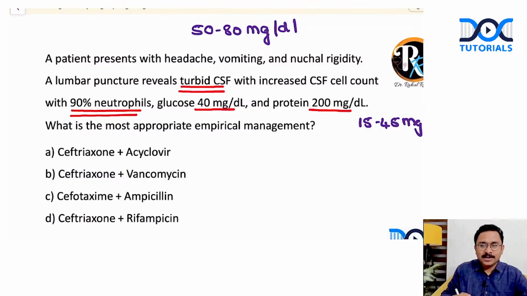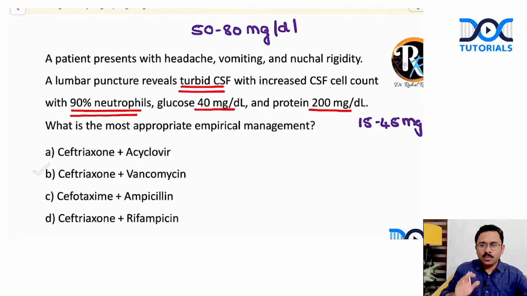And what is the question? What is the most appropriate empirical management? What do you think? In case of an acute bacterial meningitis, usually the causative organisms are the pneumococcus as well as Neisseria meningitidis. So in a patient of the typical adult age group, the empirical antibiotic therapy is ceftriaxone plus vancomycin. What about the use of vancomycin? Is it for MRSA or something else?